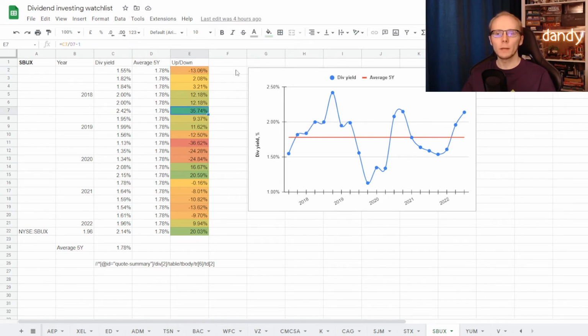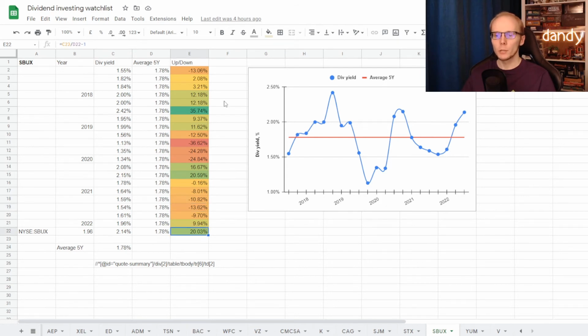Then there was the spike in the yield in 2018, and that was the highest yield we had in 5 years at 2.42%, 35.74% over 5-year average. Then as the price was going higher, in 2019 we saw the yield bottoming at 1.13%, 36.62% under average. Then in 2020 we had another sell-off, so the yield went up to 2.15%, 20.59% over average. In 2021, we again had it lower at 1.54%, 13.62% under 5-year average.